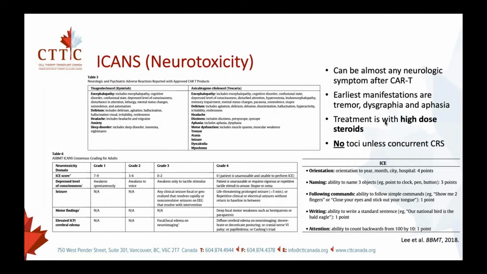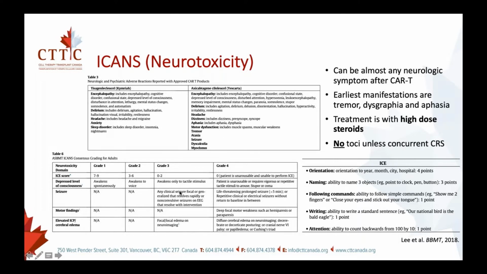Treatment is with high-dose steroids, and we don't typically give tocilizumab unless there's concurrent CRS. The potential reason for this is that the IL-6 is crossing the blood-brain barrier, but the anti-IL-6 receptor antibody is not. So it's really blocking things systemically, but not blocking things in the CNS. And so you could have a theoretical worsening of ICANS if you're giving tocilizumab at the same time. However, if they have concurrent CRS, definitely give the tocilizumab because you really need to get that CRS under control.